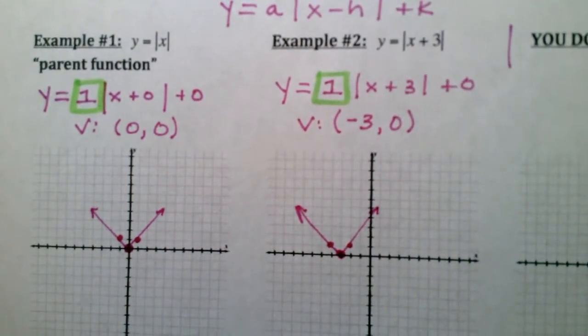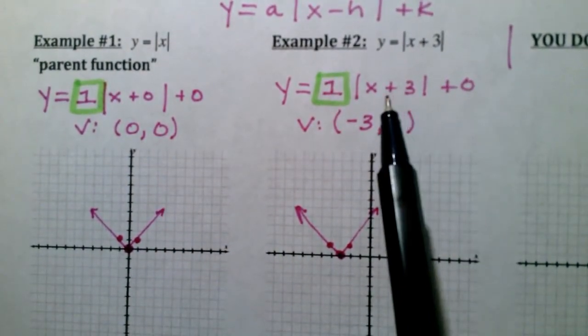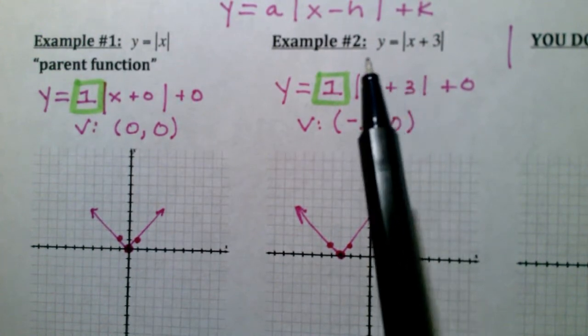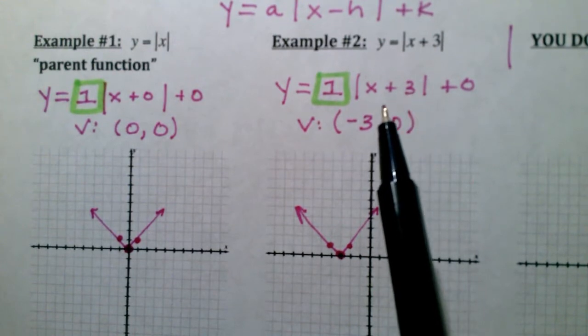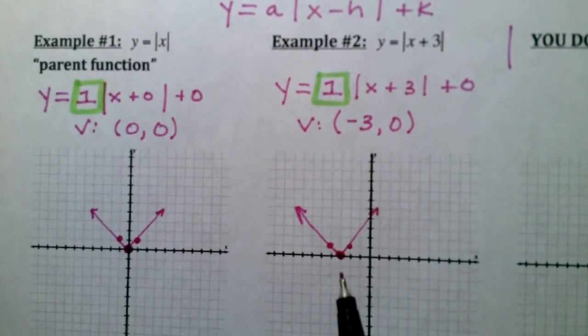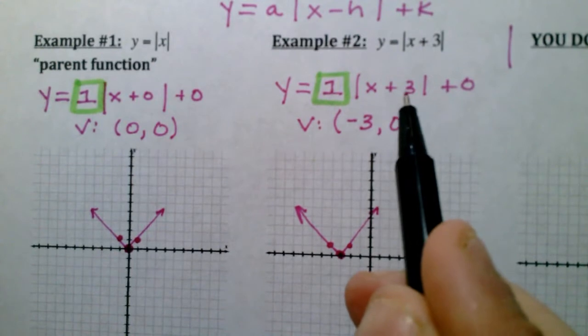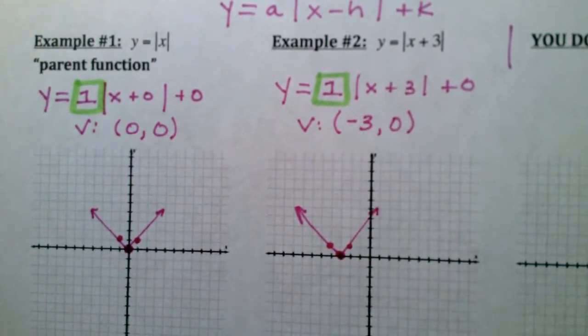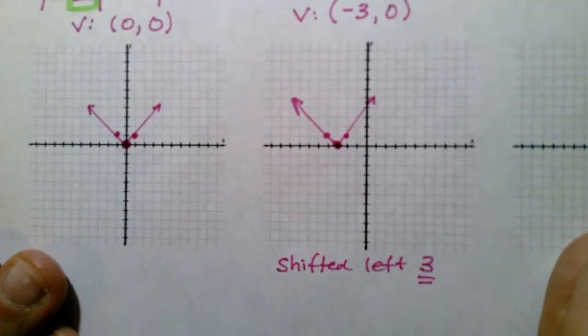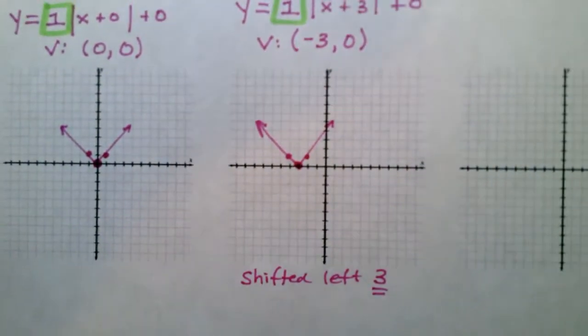Now, one thing to notice, since x is on the inside with the plus 3, when this says plus 3, we know we're taking the opposite. So this graph, we would say, was shifted left 3 units. It looks like it should have gone right, but we always use the opposite from inside of the absolute value with x. So it shifted left 3.